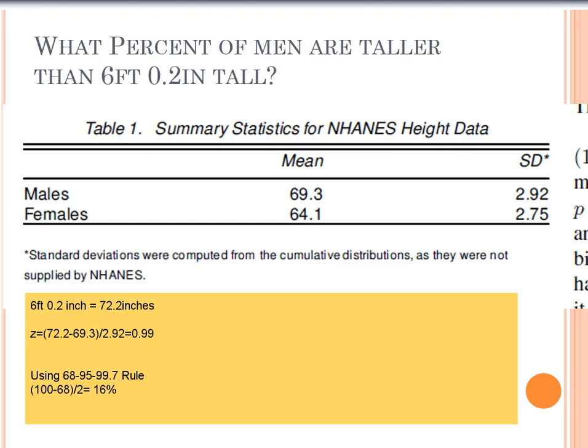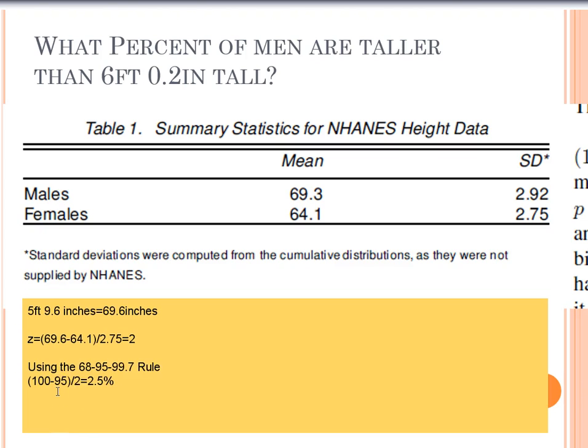Remember, the 68 portion of that rule says 68% of people should fall within 1 standard deviation. And so we're looking at people of greater than 1 standard deviation, so taller than 1 standard deviation from the average. And so to capture that, we're going to take 100 minus 68. That's going to give us everything outside of 1 standard deviation. And then to capture just the upper tail, we're going to divide by 2. That gives us a percent of 16%. So 16% of men are taller than 6 feet 0.2 inches.